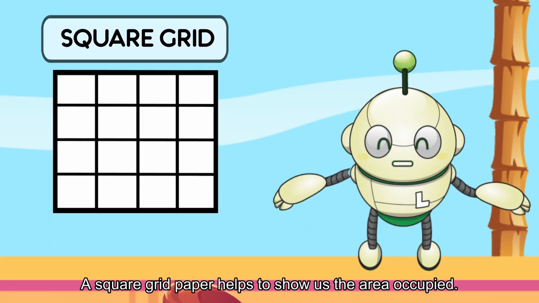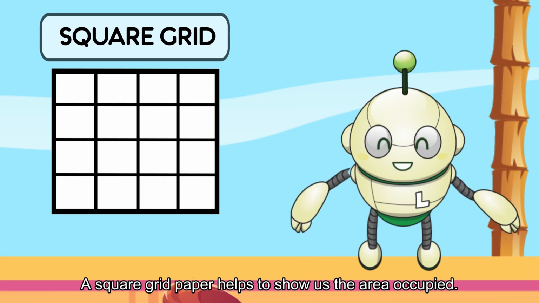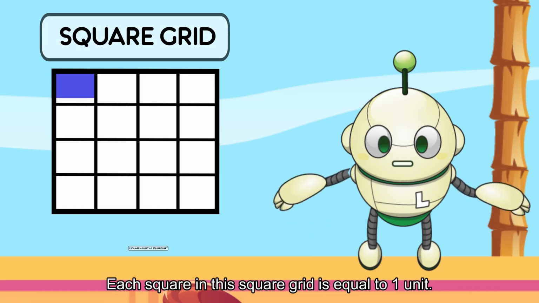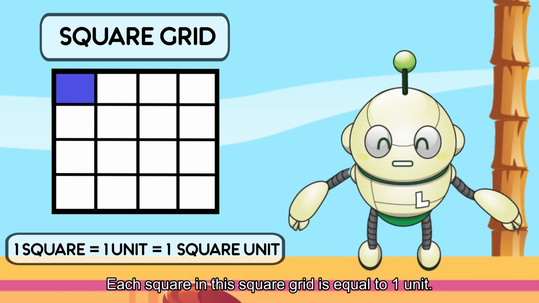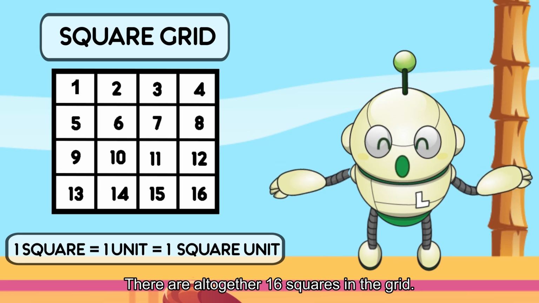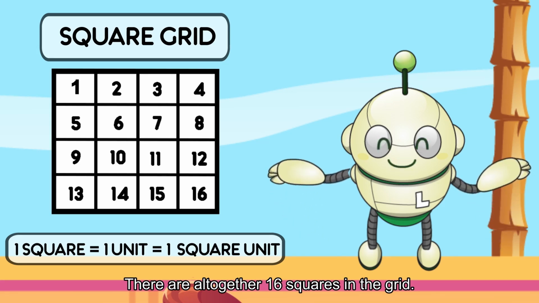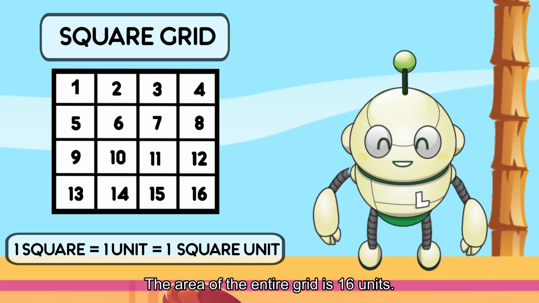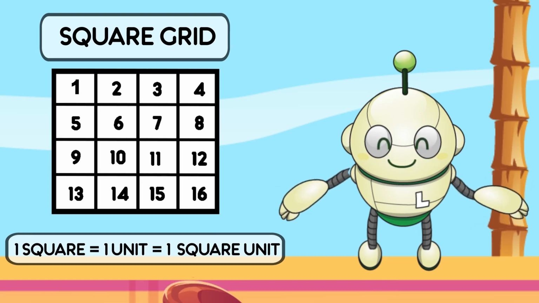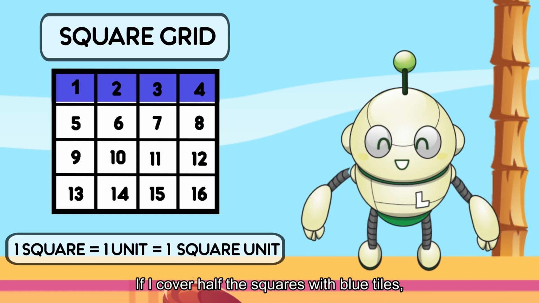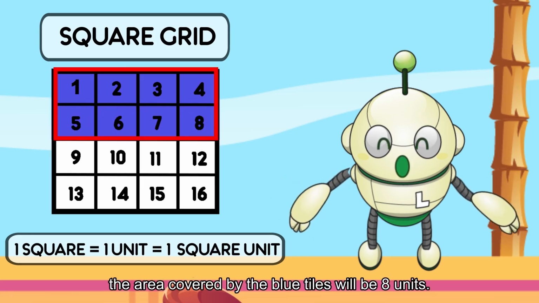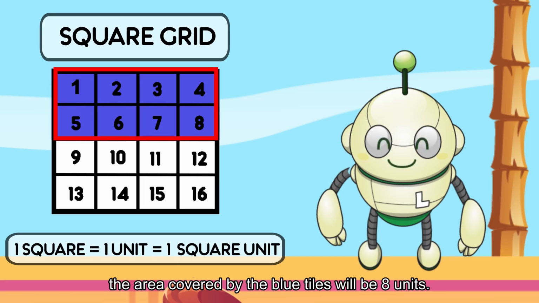A square grid paper helps to show us the area occupied. Each square in this square grid is equal to 1 unit. There are altogether 16 squares in the grid. The area of the entire grid is 16 units. If I cover half the squares with blue tiles, the area covered by the blue tiles will be 8 units.